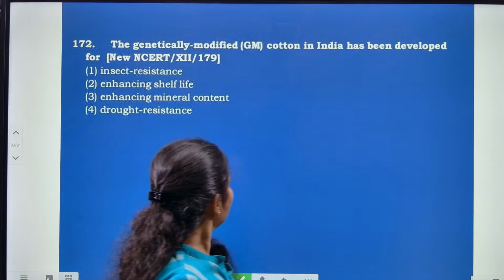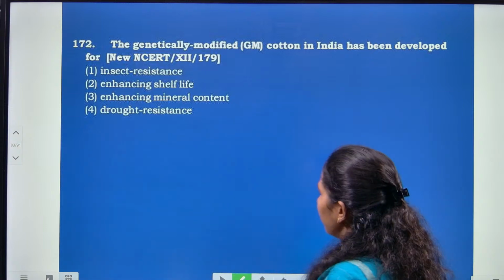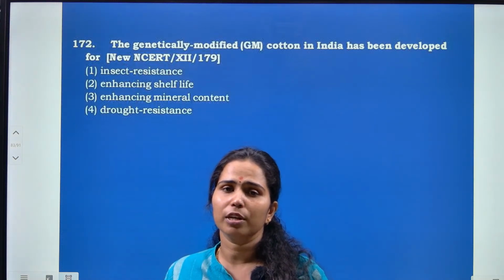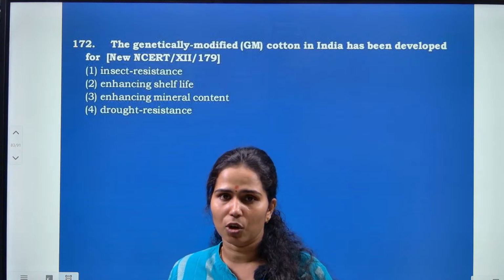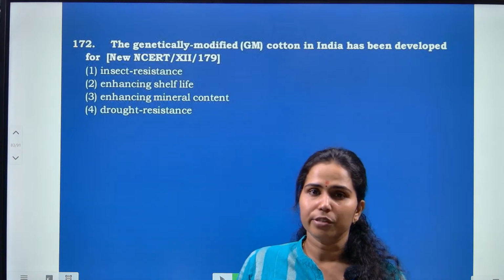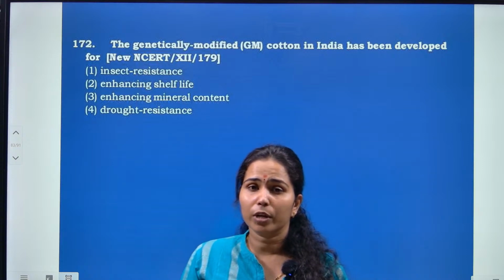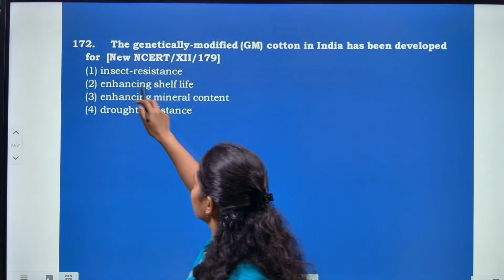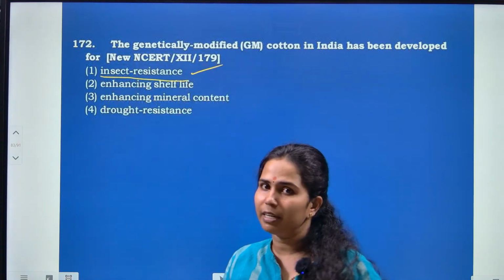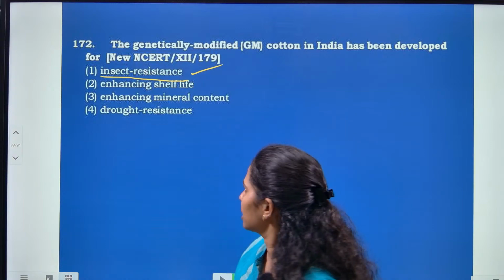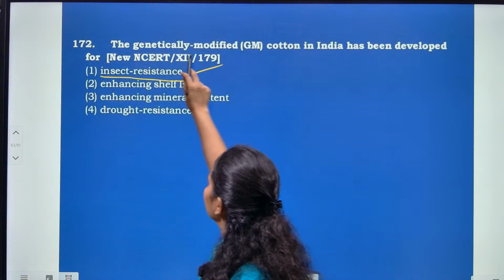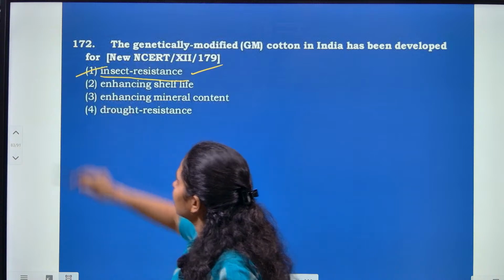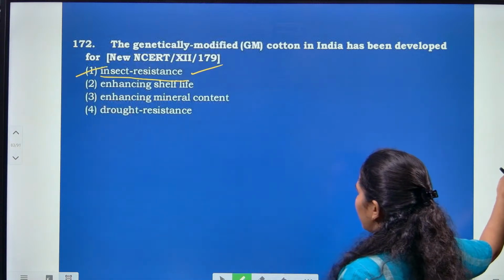Right. So genetically modified cotton in India has been developed. I think you are very well familiar with the name, it is famous: BT cotton or BT brinjal. That is Bacillus thuringiensis. We extract the Cry protein, crystalline protein genes, in order to control insects or pests. Insect resistant genes are extracted from Bacillus thuringiensis. So genetically modified cotton in India has been developed for insect resistance. Again, it is a direct question.